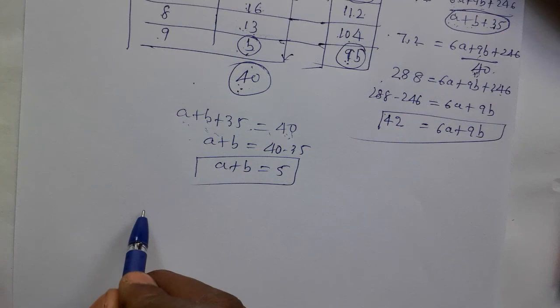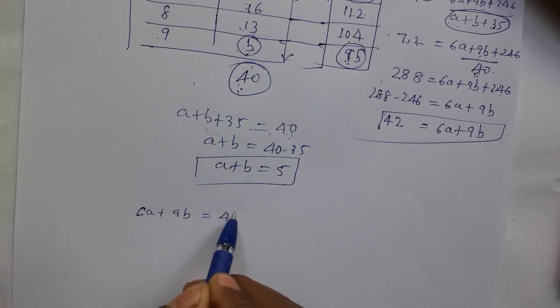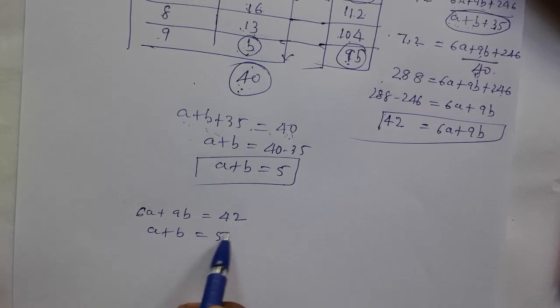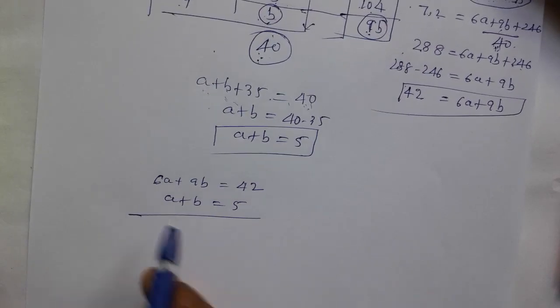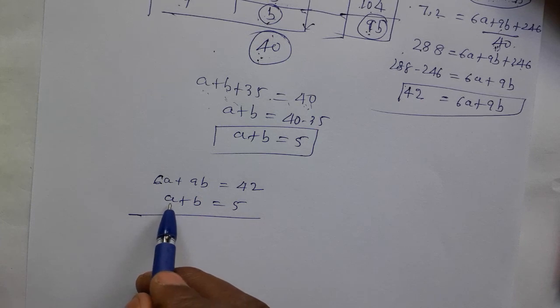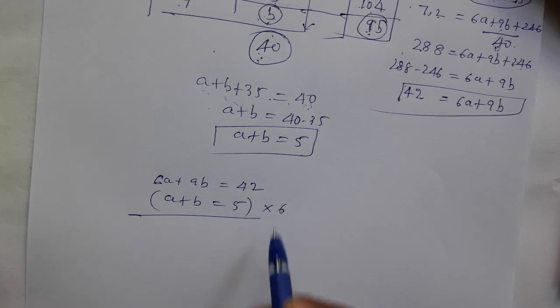The bigger one we write first: 6a plus 9b equals 42. The other one is a plus b equals 5. We'll put a line and go for the elimination method that is studied in the 9th standard. 6a and a are not cancelling, 9b and b also not cancelling. What we will do is multiply this whole equation with 6.